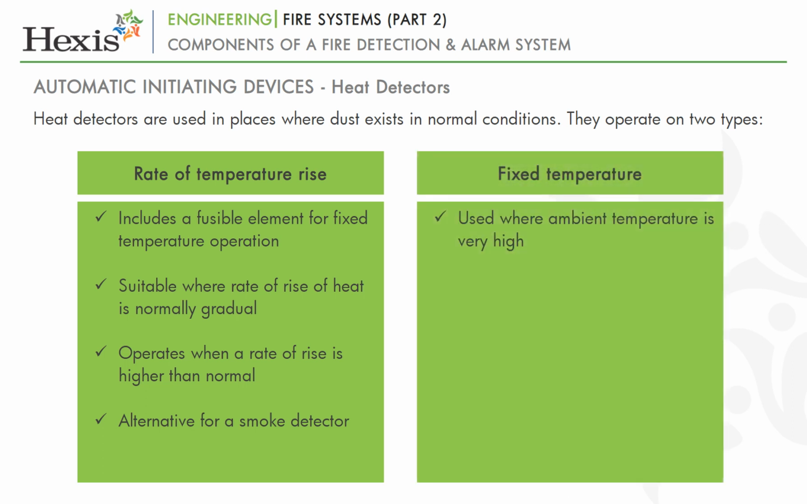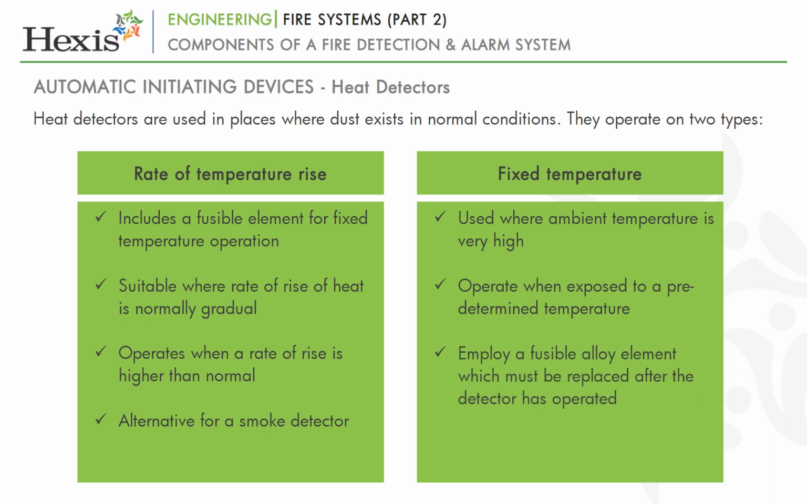In some areas, the rate of temperature rise may be high, like machinery compartment, boiler rooms, etc. In such cases, fixed temperature detectors are used, which will operate when it is exposed to a predetermined temperature. Normally, fixed temperature detectors employ a fusible alloy element which must be replaced after the detector has operated. Different temperature rated elements are available to take account of varying ambient air temperatures.